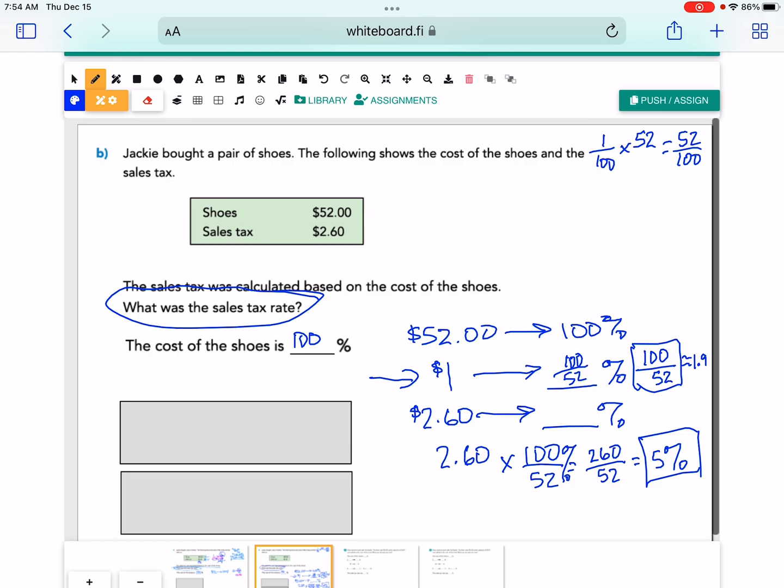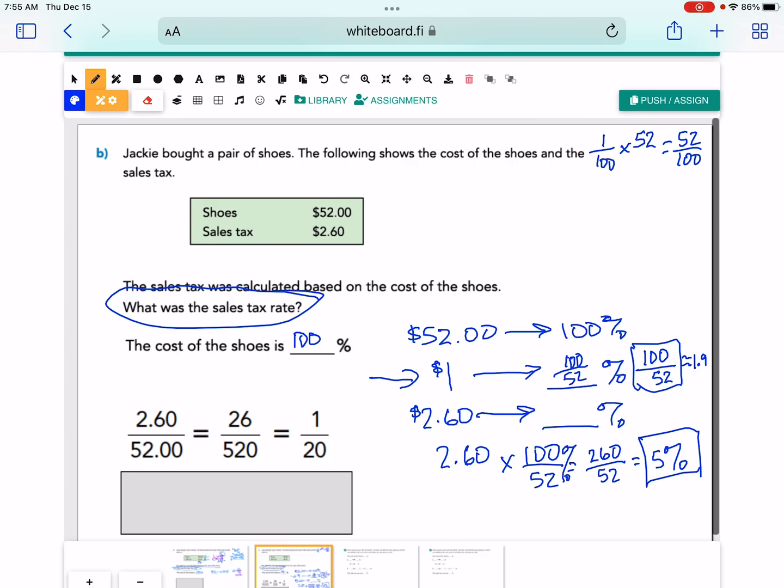Few ways to skin the cat, as it were. Is there another way? Well, yeah, there is another way. And that other way is to go ahead and set this up as a fraction from the very beginning. And so let's do that.